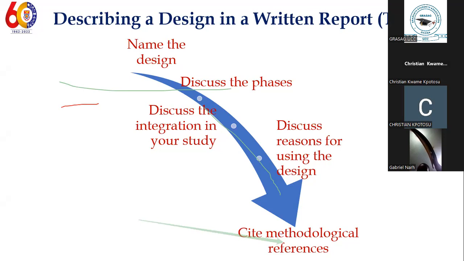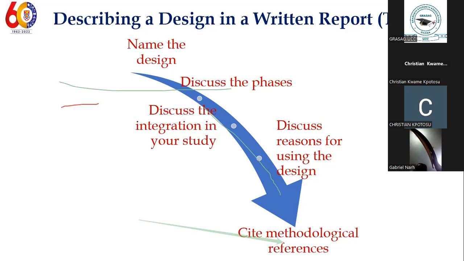Now, as the name of the design is mentioned, we want to know more about the design. So there you discuss the phases of the design. What are the issues, the areas of focus of that particular design? If it is the explanatory sequential, you know the phases. Oh, in this design, the quantitative data is collected first, analyzed and reported, followed by a qualitative data phase that will be used to explain the quantitative results. So you see all these things are backed by literature.